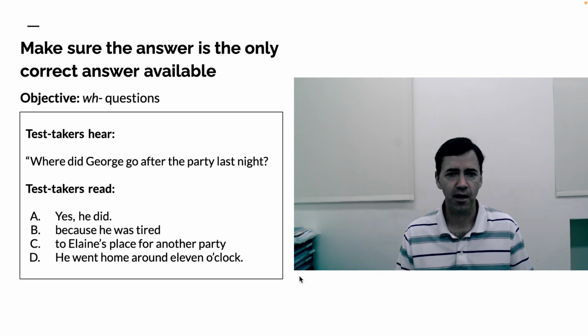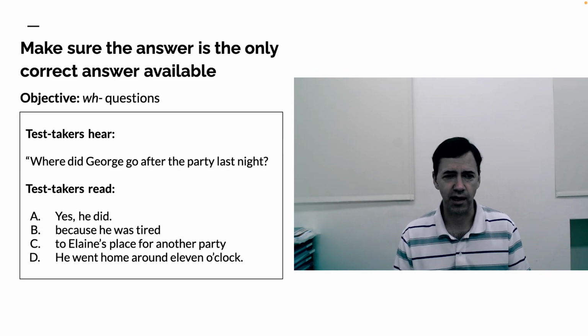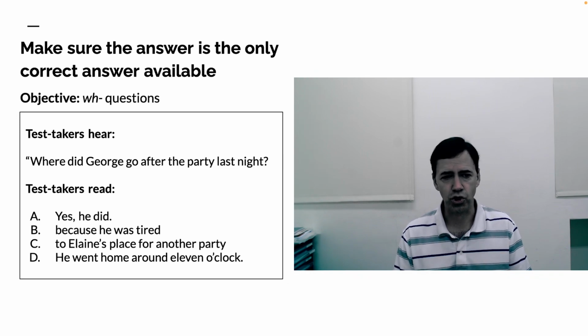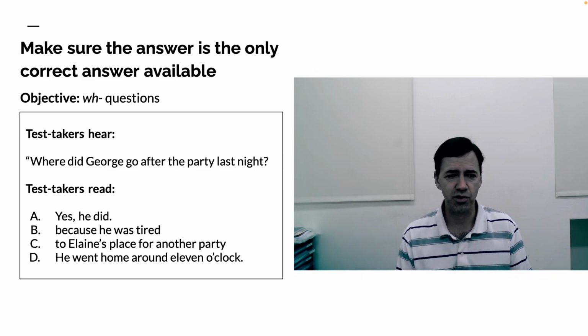Okay, next one. Make sure the answer is the only correct answer available. All right, so we're going back to this question. Again, the objective is WH questions. Test takers see: "Where did George go after the party last night?" And test takers read A, yes he did. B, because he was tired. C, to Elaine's place for another party. D, he went home around 11 o'clock. Okay, so pause, think about it. Now, we already said before what the correct answer was. So ask yourself, is that the only correct answer?